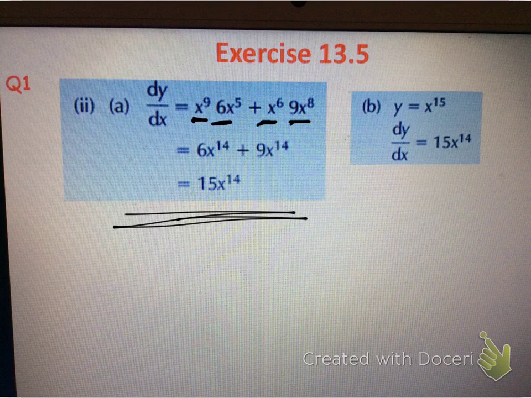That's using method 1. Method 2 then, they said multiply out the expression first before differentiating. Well, if you multiply x to the power of 9 by x to the power of 6, you'll get x to the power of 15, and then the derivative of that is 15x to the power of 14. You can see you get the same answer.